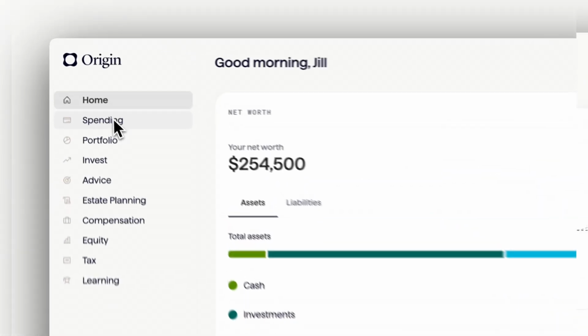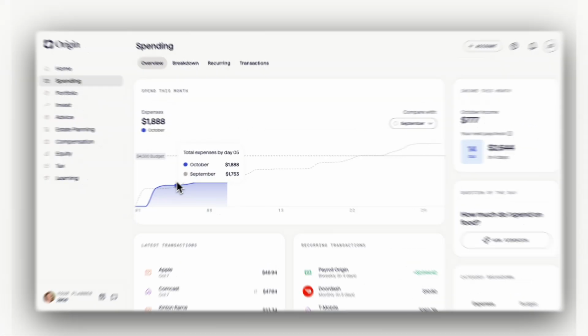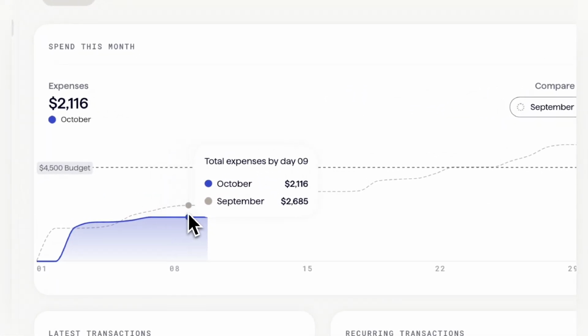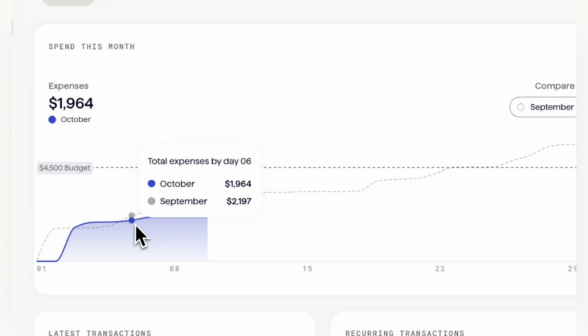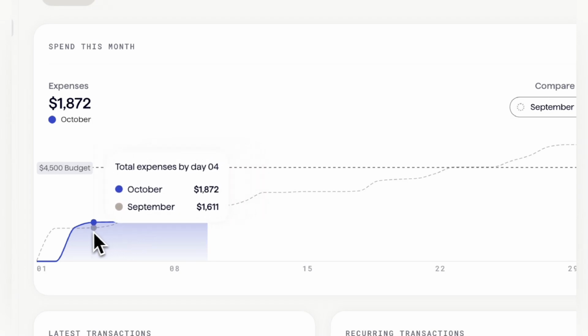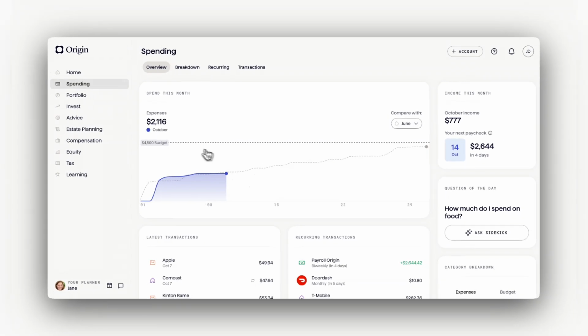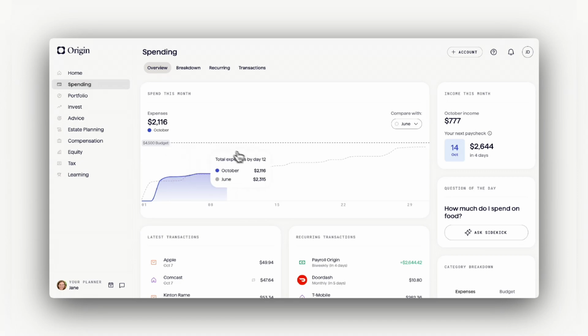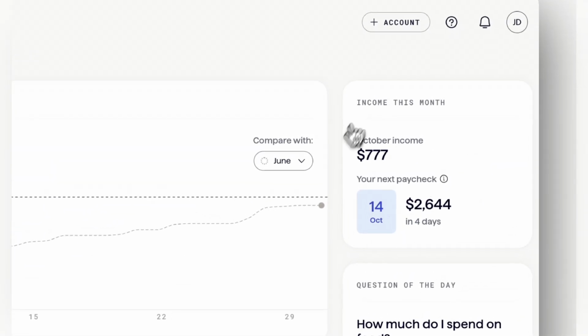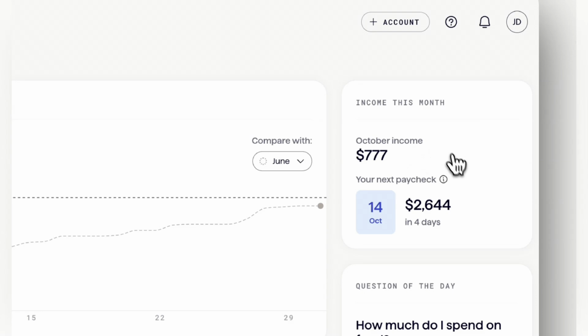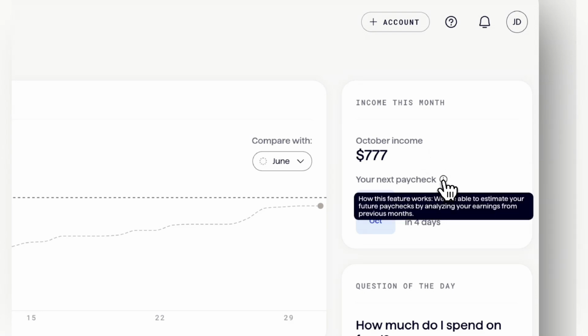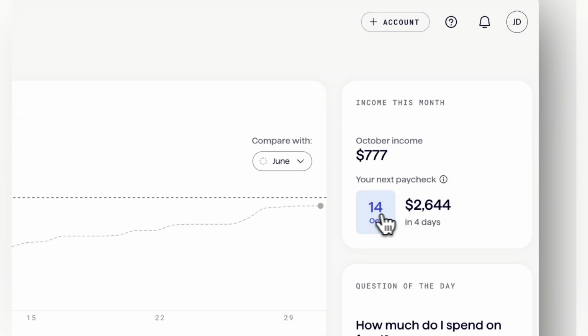Looking at spending, the first product we have here is the spending overview. This is where you can see your spending at a glance, understanding what your expenses have been so far this month and how that actually compares to previous months. You can also easily see how you're trending towards your customized budget. On the right-hand side, we have your income so far this month, how much money you've been receiving, and when you should expect to see your next paycheck and what the estimated paycheck amount is.